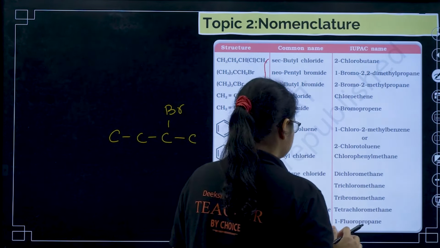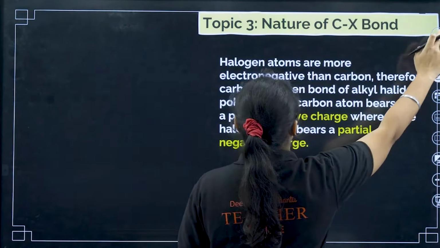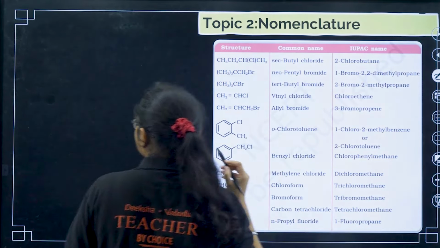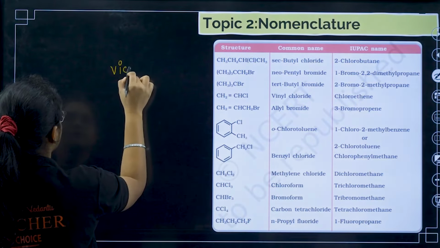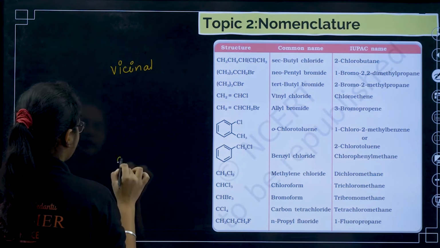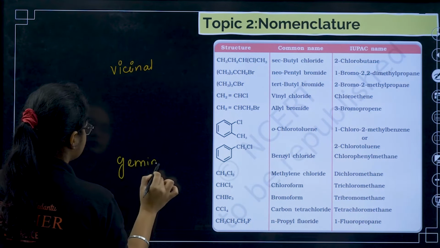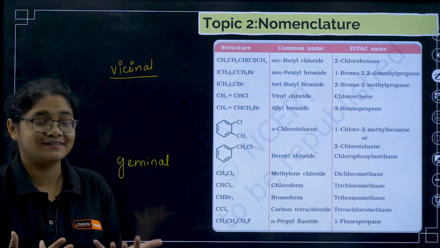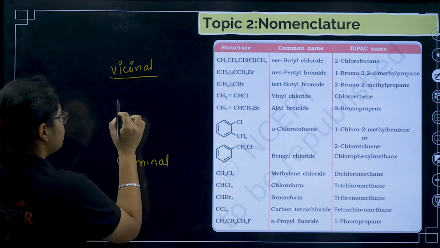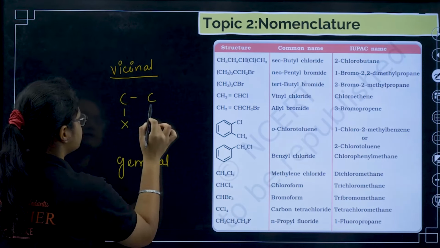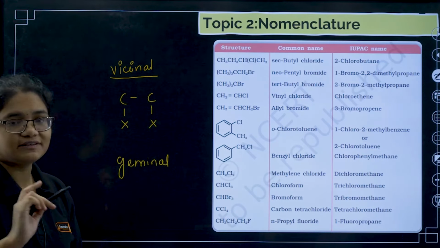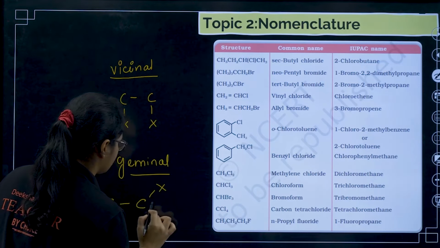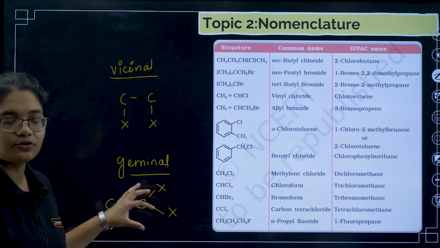Next, another important structure I want to discuss is about vicinal and geminal dihalides. Vicinal and geminal. This is asked in the exam, so please remember. Vicinal means, if you see the literal meaning, vicinity or close to each other. So if 2 adjacent carbons have X groups, then it is called vicinal. And what do you mean by geminal? Geminal means when you have one single carbon having 2 X groups. That is called geminal.